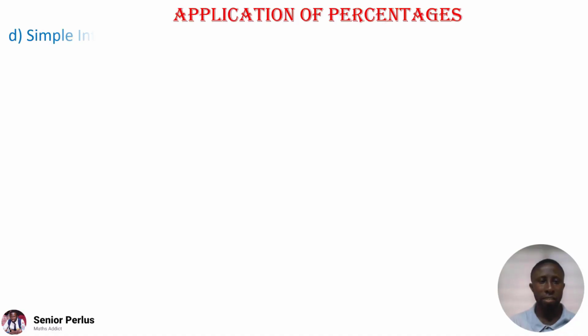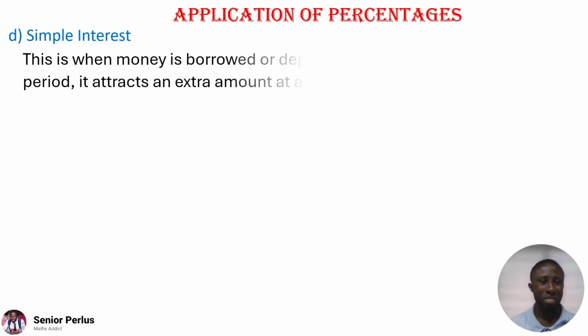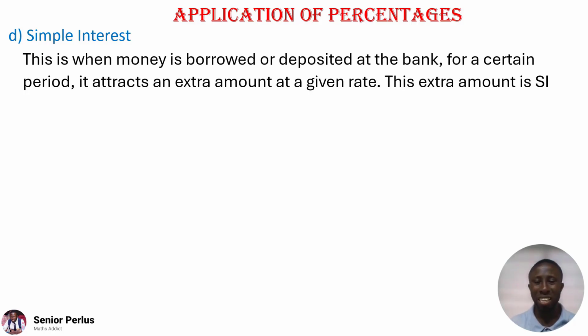The application is simple interest. Interest is also different from profit. When you borrow something or deposit something in a bank, you may get interest. A typical example of interest is the MTN loan. You go and borrow, and they will deduct some interest. You'll be paying additional interest.